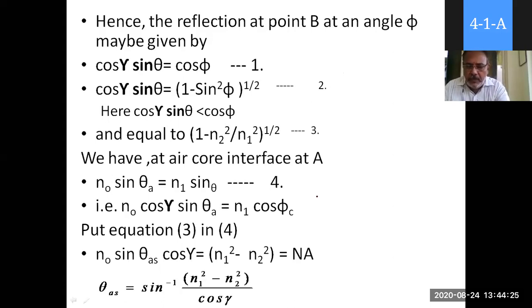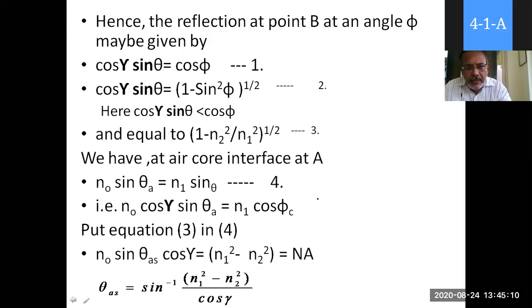So finally we get the numerical aperture and the acceptance angle for the skew rays. Theta A means acceptance core angle, and S means skew. So theta A skew is equal to sin inverse of numerical aperture by cos delta cos gamma. That means the ordinary numerical aperture value divided by cos gamma gives the new numerical aperture, the new acceptance angle. So this is a simple expression.